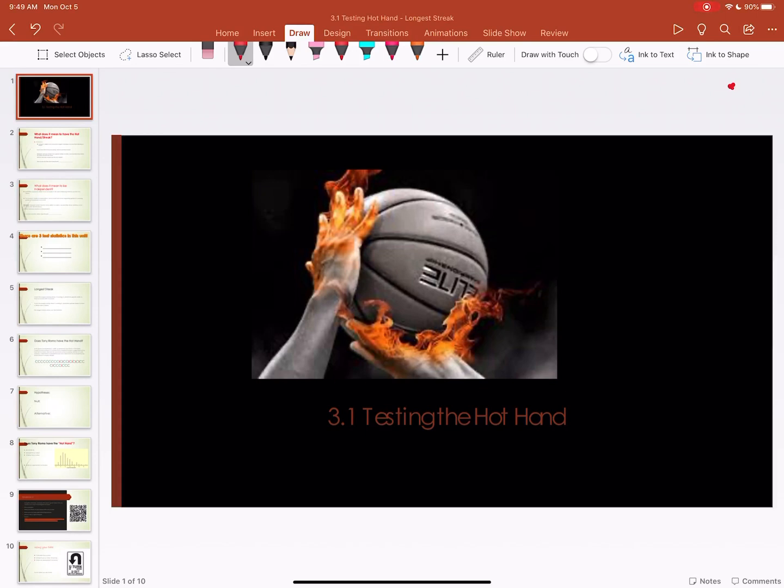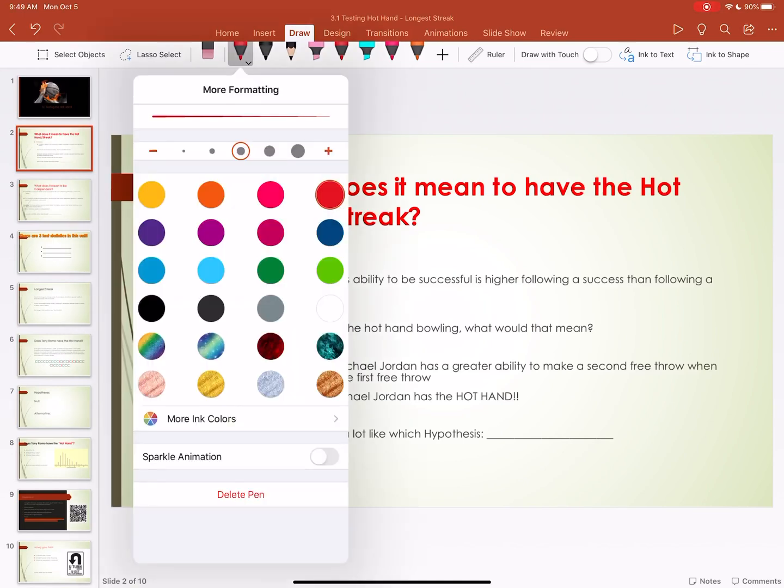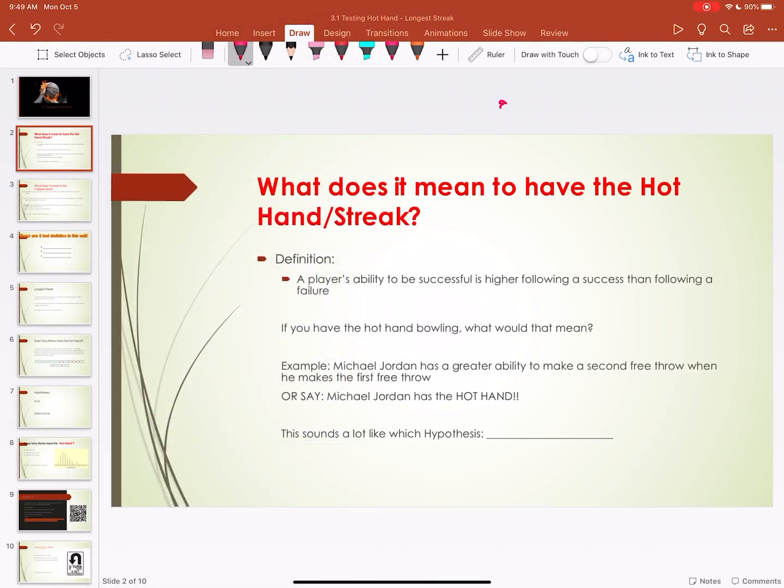To have the hot hand means that a player's ability is higher following a success than following a failure. For example, if someone has a hot hand bowling, that means if a player gets a strike, they're more likely to get a strike the second time. So if a player has a success, they're more likely to have a success the second time. You have a higher chance of getting a success after a success.